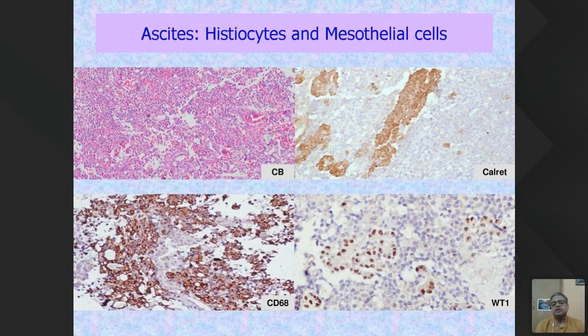If you do a WT1, now WT1 is a very dicey kind of a stain. It is inconstantly positive in normal and reactive mesothelial cells. So normal mesothelial cells are less positive, reactive mesothelial cells slightly more positive, whereas adenocarcinoma of the serous type arising from the ovary is strongly WT1 positive. So here the WT1 is less staining than the calretinin is.